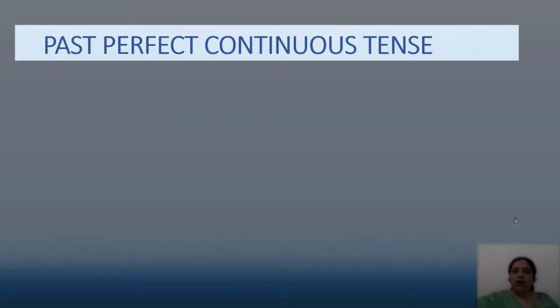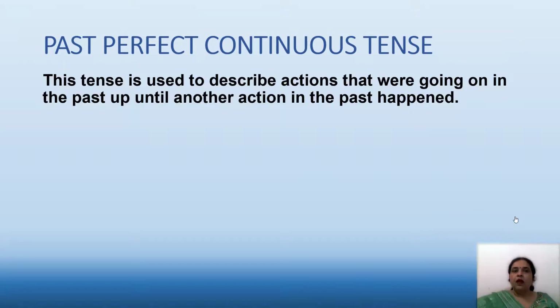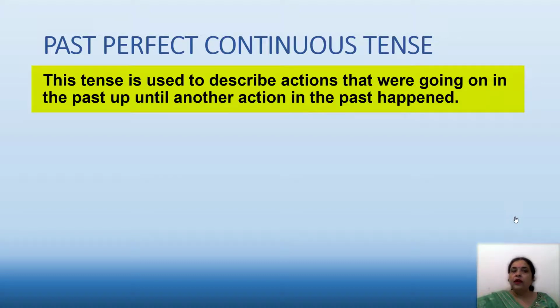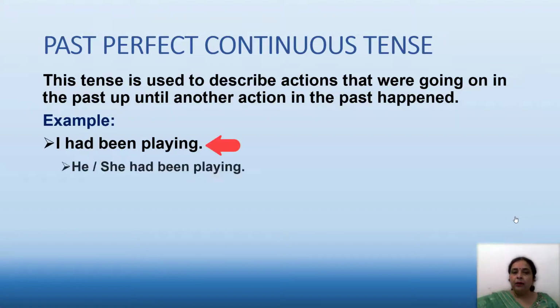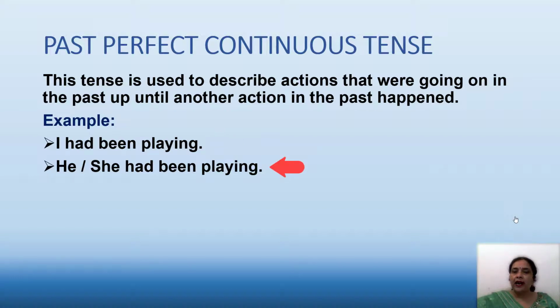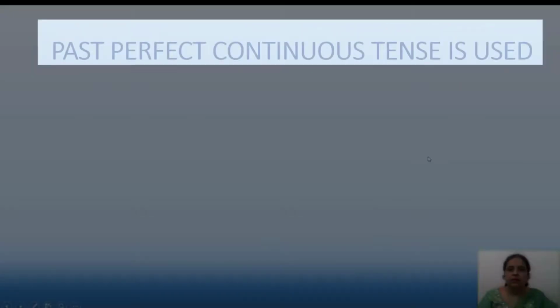Now let's continue with the last form of verb, that is past perfect continuous tense. It is used to describe actions that were going on in the past up until another action in the past happened. For example, I had been playing, he or she had been playing. Now in this, for showing perfect, we have used the past participle form of be, been, and for continuous we have used the present participle form of the verb, that is playing.